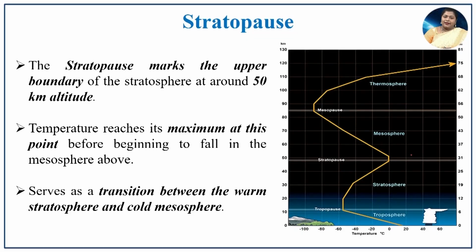The stratopause is the next one. Above the troposphere there is a tropopause, and then in the stratosphere we have another pause, that is the stratopause. So, here also the temperature is going to be constant. In this stratopause, what is the boundary of it? It is around 50 kilometer altitude. The temperature reaches its maximum at this point before falling into the mesosphere.